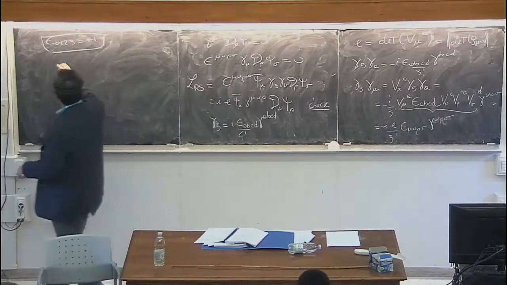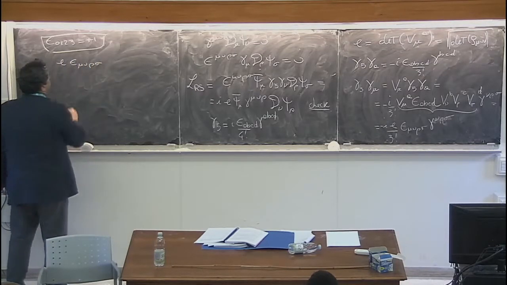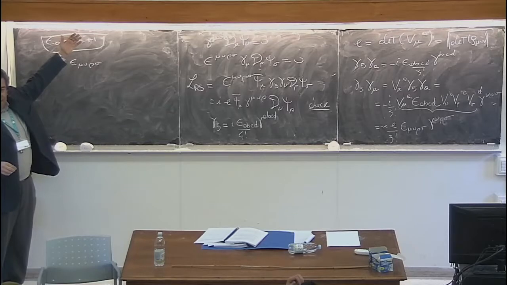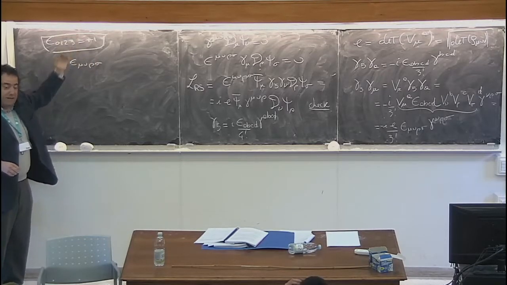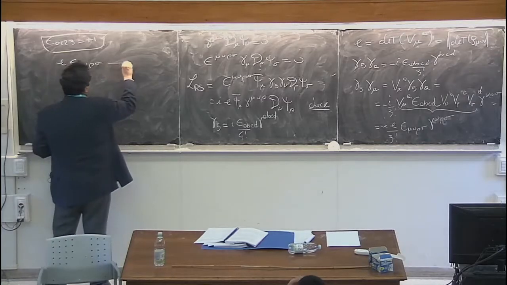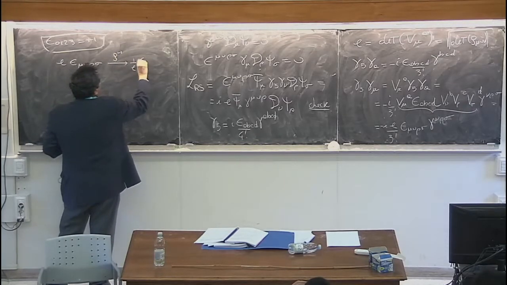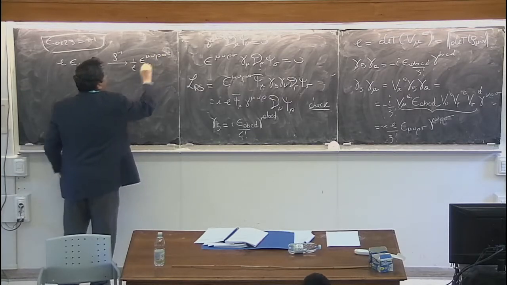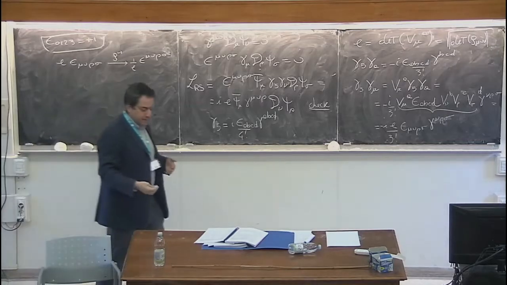So this means that e epsilon mu nu rho sigma, if we raise all the indices mu nu rho sigma by means of the inverse matrix, what I end up with is 1 over e epsilon mu nu rho sigma, because you get the determinant of the matrix.